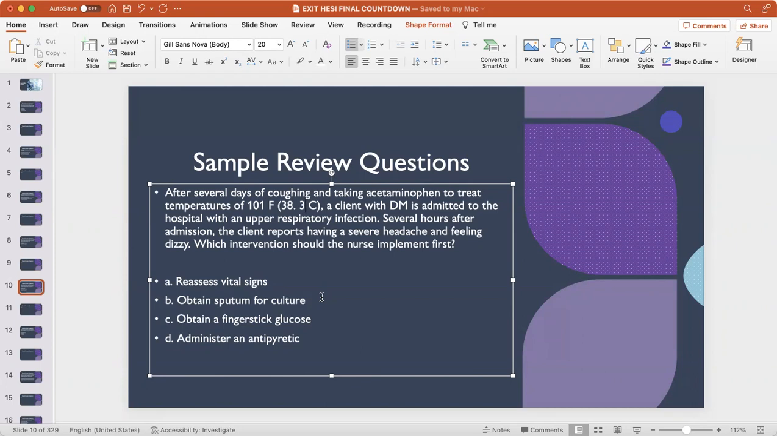After several days of coughing and taking acetaminophen to treat temperatures of 101, a client with diabetes is admitted to the hospital with an upper respiratory infection. Several hours after admission, the client reports having a severe headache and feeling dizzy. Which intervention should the nurse implement first? A, reassess vital signs, B, obtain sputum for culture, C, obtain a finger stick glucose, or D, administer an antipyretic?